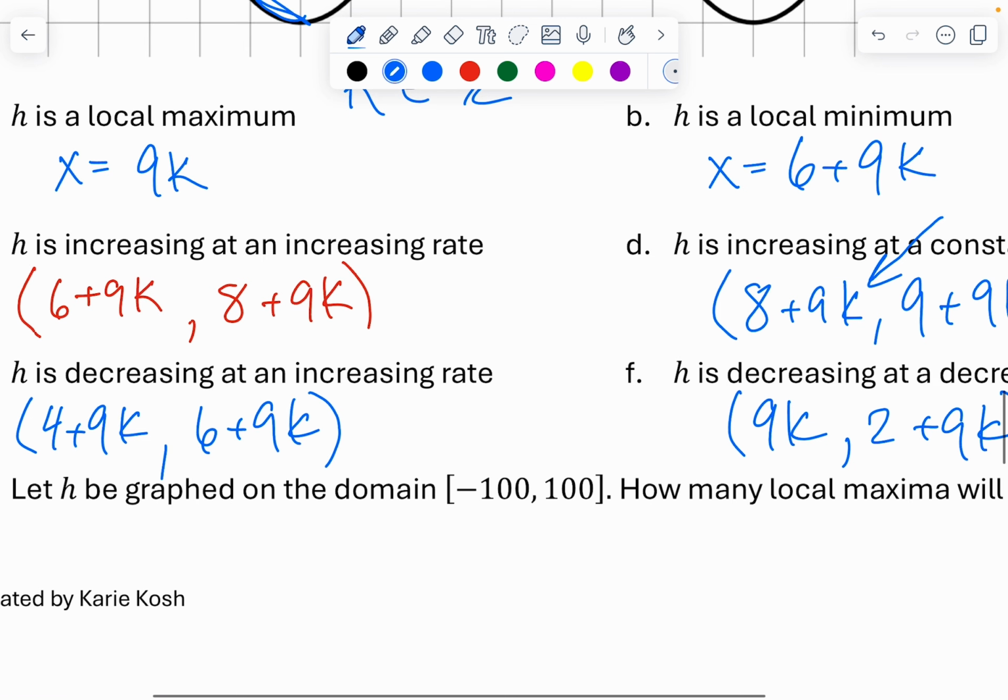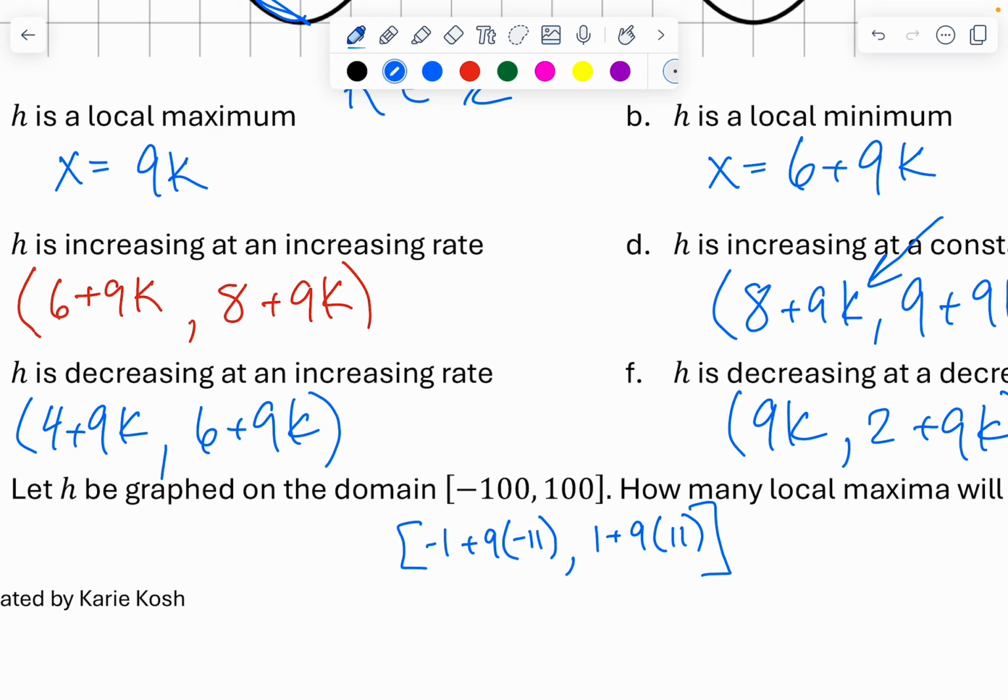And so what I have here is that I could rewrite this as negative 1 plus 9 times negative 11. Am I correct? Let's see, that's negative 99 plus another one is negative 100. Whew, okay. And then the other would be 1 plus 9 times a positive 11. So I have a total of 22 complete periods when I go from negative 100, because each one of these is telling me how many periods. So I'd have 11 periods going in the negative direction, and I would happen to have 11 periods going in the positive direction. So there's 22.